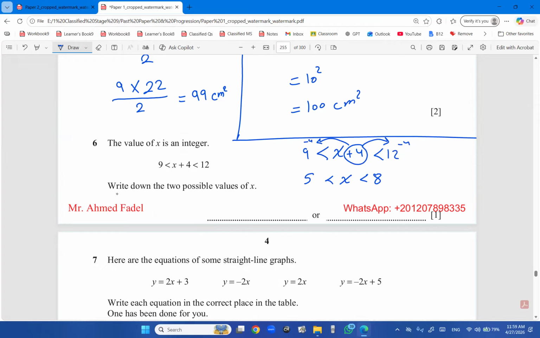That's why they're saying write down two possible values of x. It is 6 or 7, and do not provide a decimal. Why, mister? Why can't I say it is 5.5? It is between 5 and 8. Because they said that x is an integer, which shows that it is a whole number.